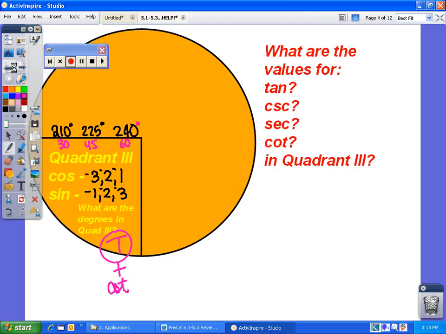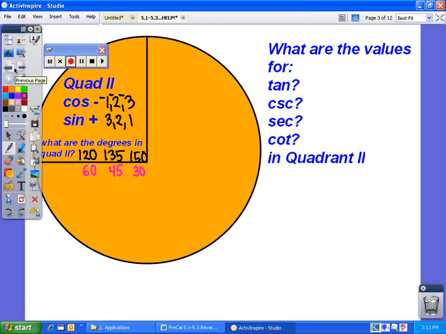And I forgot to say in the second quadrant, sine is positive, and as well as cosecant. Okay.